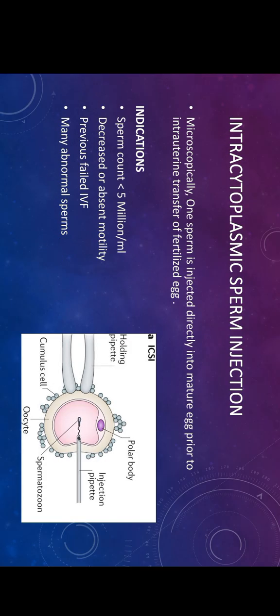Intracytoplasmic sperm injection. Here, microscopically, one sperm is injected directly into the mature egg prior to intrauterine transfer of the fertilized egg. Indications include sperm count less than 5 million per ml. Here, only one sperm is needed for fertilizing an ovum, so it can be performed even in sperm count less than 5 million per ml. Other indications are decreased or absent motility, previous failed IVF, and many abnormal sperms. Sperms are obtained by sperm washing.